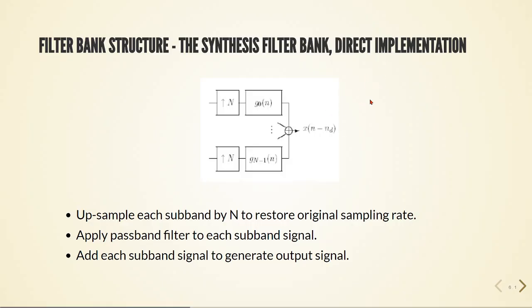On the synthesis side, the synthesis filter bank, we have here our upsampling box, our impulse responses, and a sum here. So we upsample each subband by N to restore the original sampling rate. We apply passband filters to each subband signal, and then we add each subband signal to generate the output signal. So this is the filter bank structure for the synthesis filter bank.